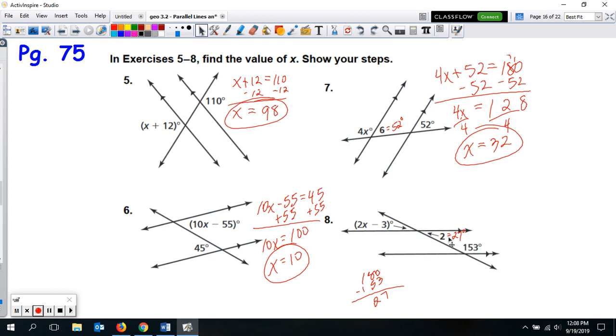And so now the relationship between 2 and this 2x minus 3 is that they're vertical angles right there. So the vertical angles are always congruent. So now we can set up our equation as 2x minus 3 is equal to 27. And here we'll just add 3 to both sides, getting us 30. So 2x is equal to 30. Divide by 2. And so x is equal to 15. And so there's our answer for x on that one.